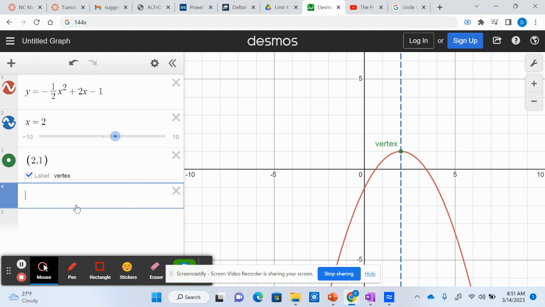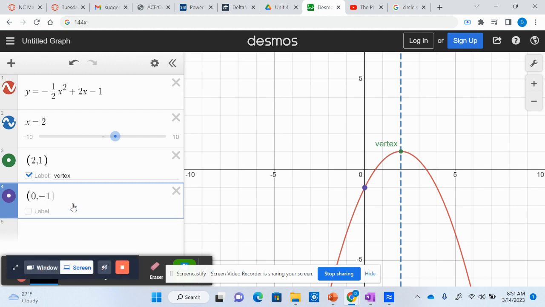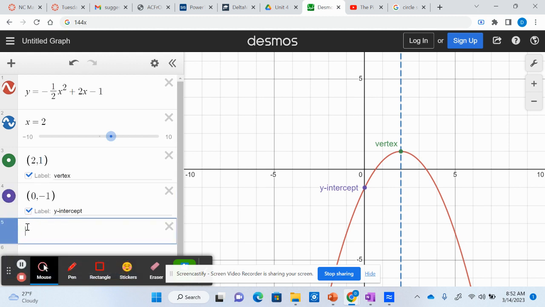What is it? The y-intercept is an ordered pair: (0, -1). And the label for that is going to be y-intercept. That makes sense because my last term, c, is -1, right? It says -1 for my last term. What else do we need to know?